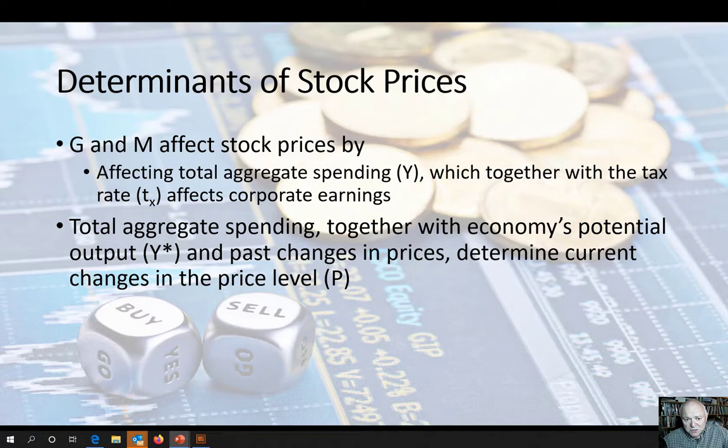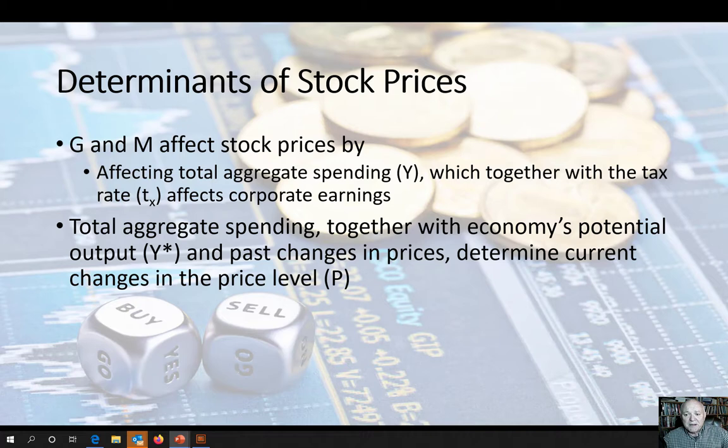Among these determinants of stock prices, the level of government spending and monetary policy affect stock prices by affecting the level of total aggregate spending. What is going to be the spending in the economy? And tax rate is also going to determine whether or not companies perhaps decide not to produce at full capacity, and when they do produce at a certain capacity, it'll affect the amount of money that they can pass on to the investors.